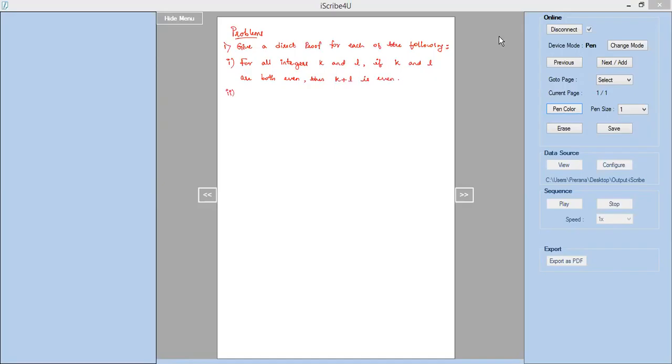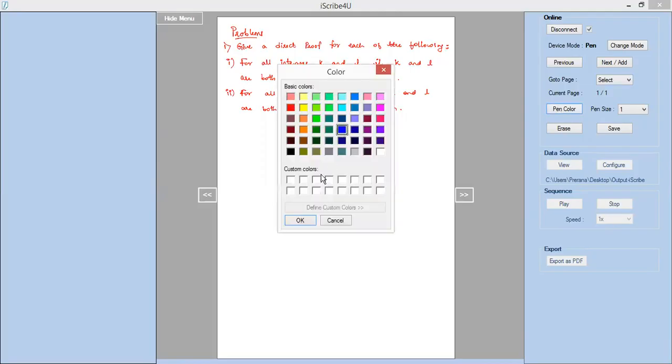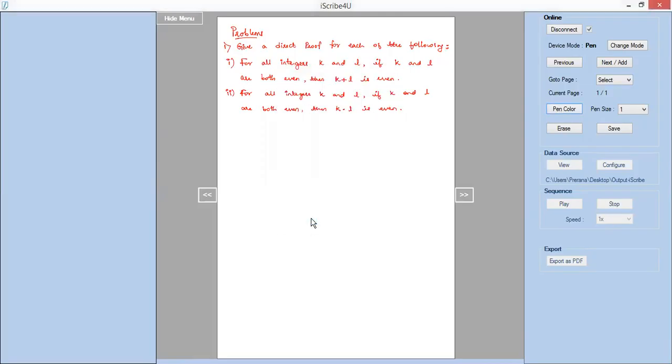Second sub part of the question: for all integers k and l, if k and l are both even, then k into l is even. So this is a direct method for us. So we have to prove by direct method, right?